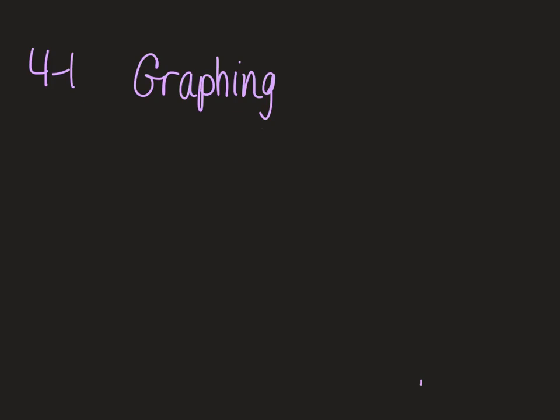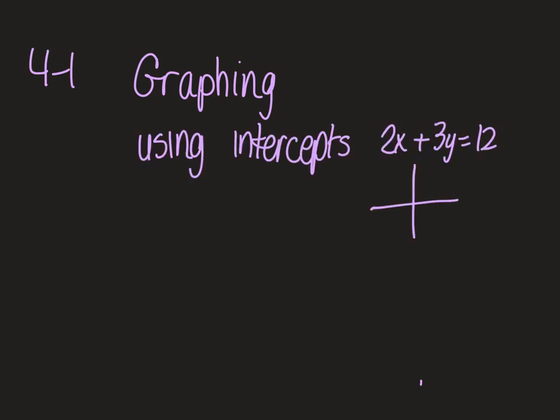Today's video is Chapter 4, Lesson 1. We're going to be doing some more graphing. The first method you learned was graphing using the intercepts. So it would look like a question like this, and we would scribble out the x, figure out that y is 4, scribble out the y, figure out that x is 6, draw a dot at x equals 6, y equals 4, and connect the dots.